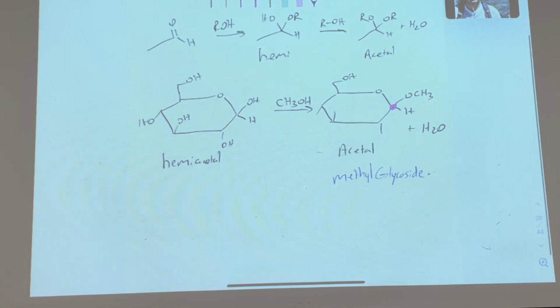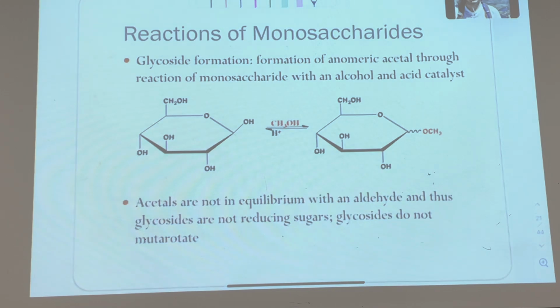Oh, the other thing about the glycosides is they do not undergo mutarotation because they are not in equilibrium with their aldehyde. All right. So let's just see, this is what we were talking about a minute ago.